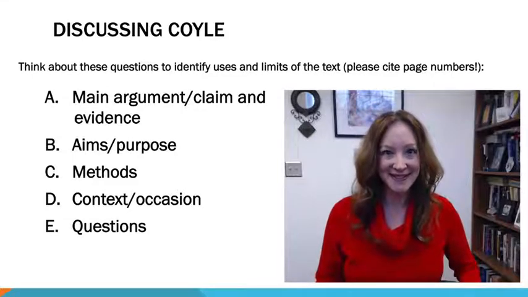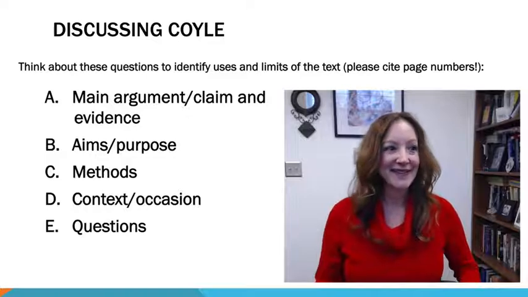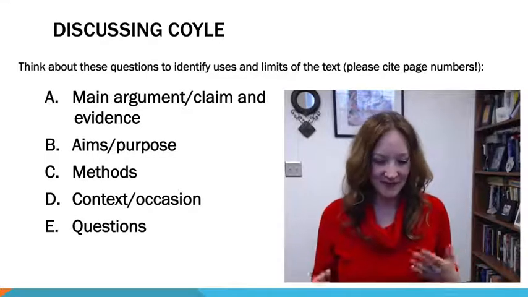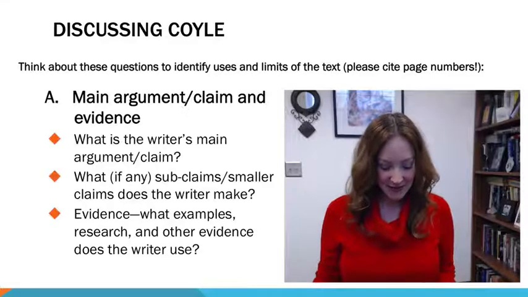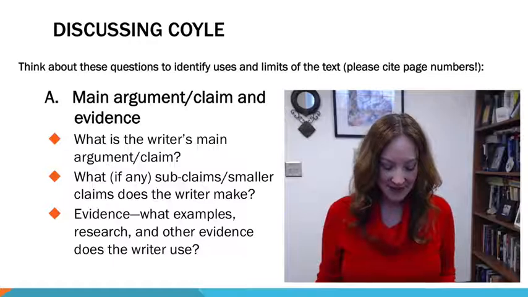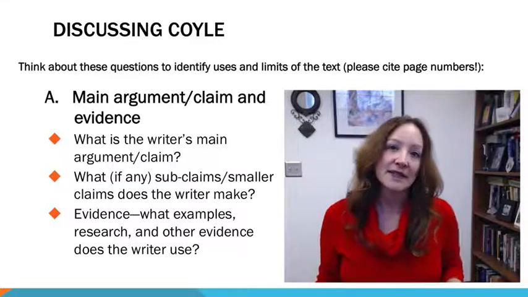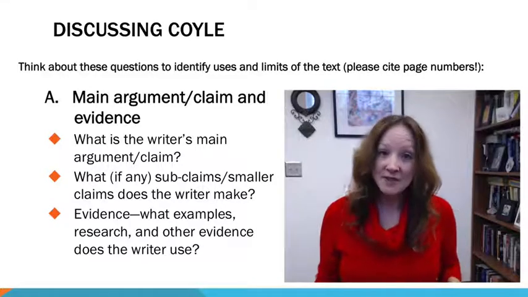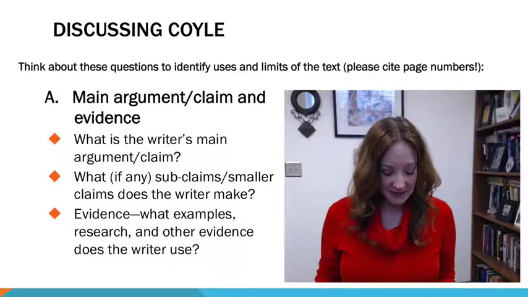Of course, Coyle says the best way to get better at something is to make mistakes. So you can make mistakes as you're discussing it. It's okay. There are no right answers. We want to be just thoughtful about Coyle's approaches. So group A, what I would like you to focus on is Coyle's main argument. What are his main claims, and what is his evidence? What, if any, subclaims or smaller claims does he make throughout the text? What examples or research or other evidence does he use?